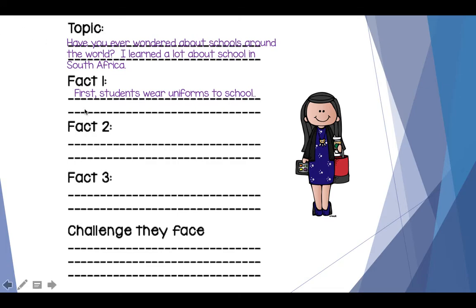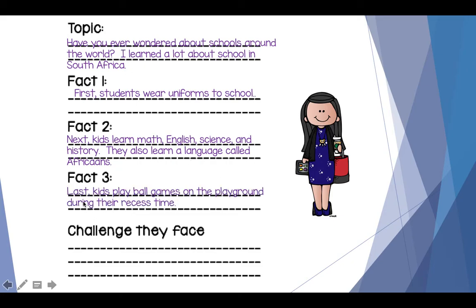So I said, first, students wear uniforms to school. That was something I took out of my text. Next, kids learn math, English, science, and history. They also learn a language called Afrikaans. That's another interesting detail that goes with my topic, schools in South Africa. And my last fact, kids play ball games on the playground during their recess time.